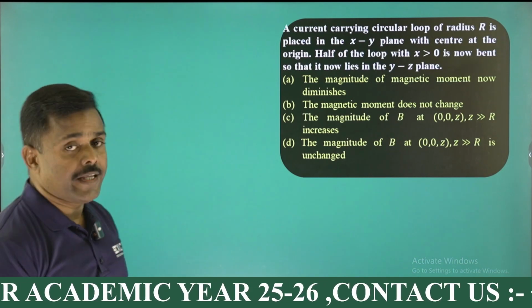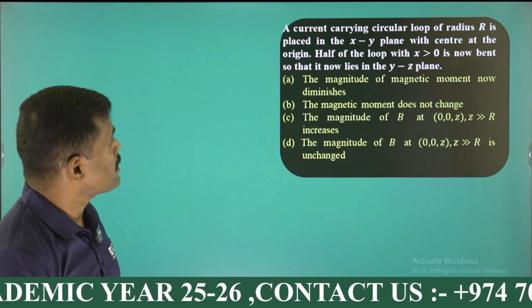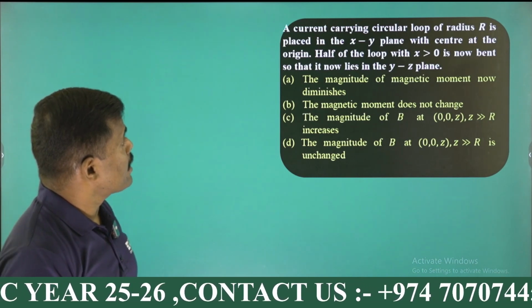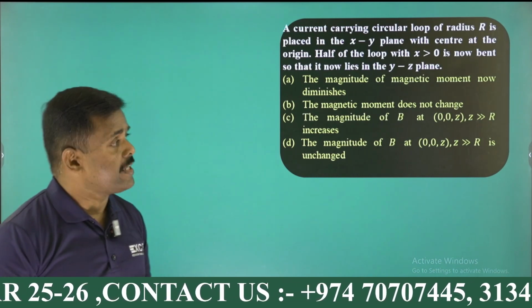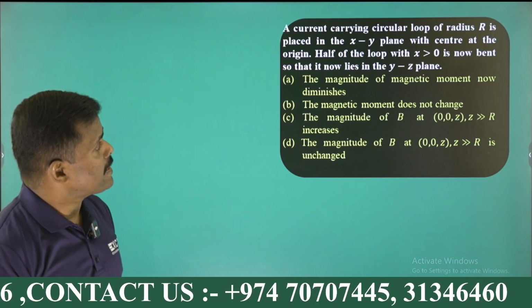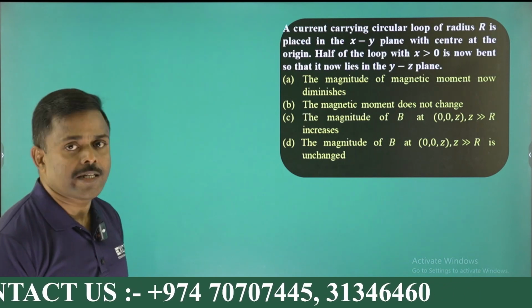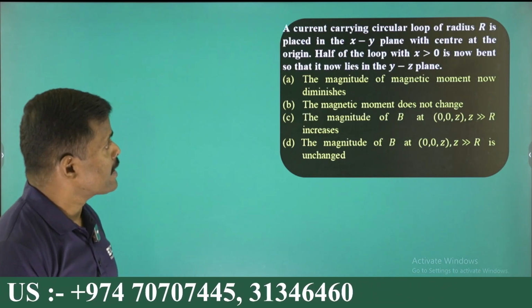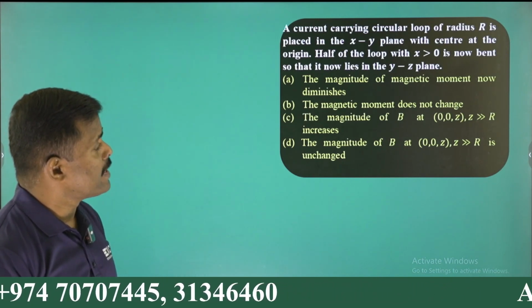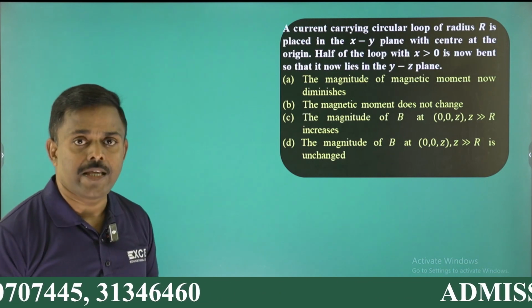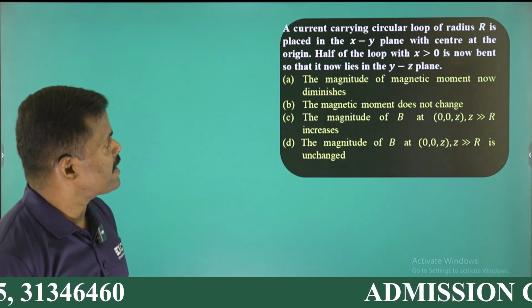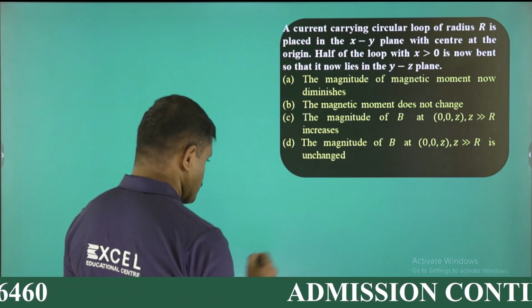A current carrying, this is slightly difficult. Current carrying circular loop of radius r is placed in the xy plane with center at the origin. All right, I'll just draw this.